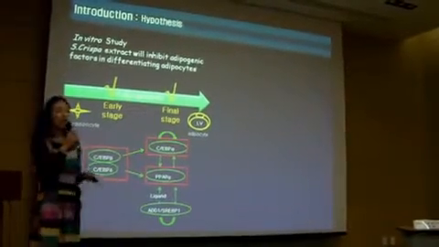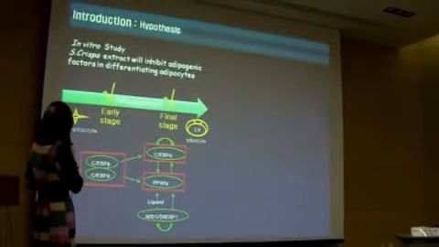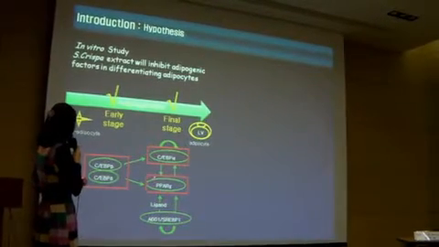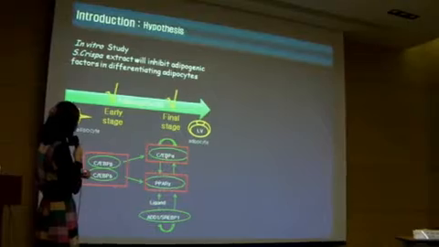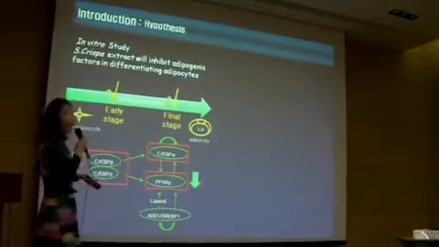In the case of adipogenic differentiation, the early adipogenic factors, such as C/EBP-beta and delta, induce the final adipogenic factors like C/EBP-alpha and PPAR-gamma. So I examined these adipogenic markers.